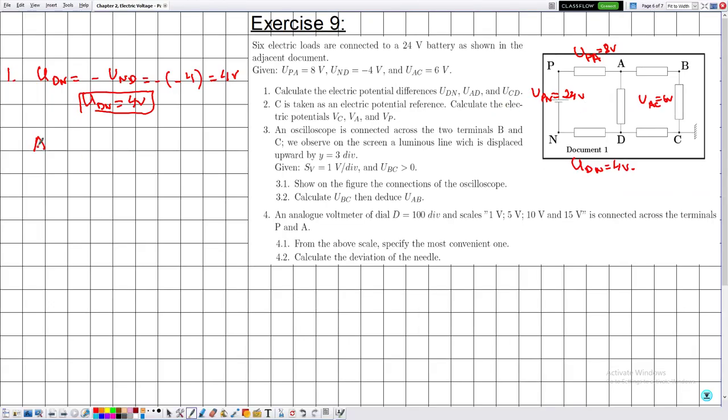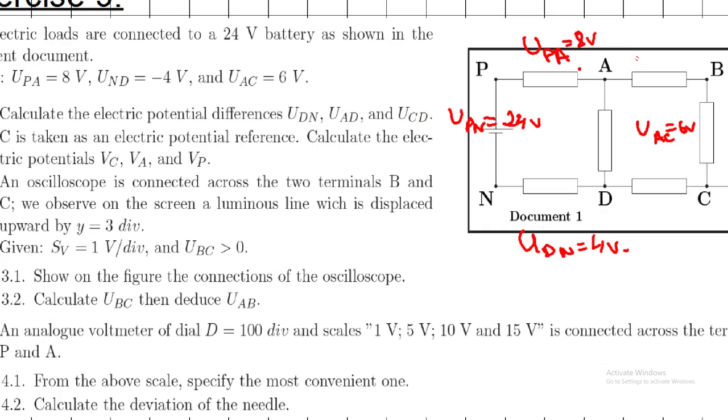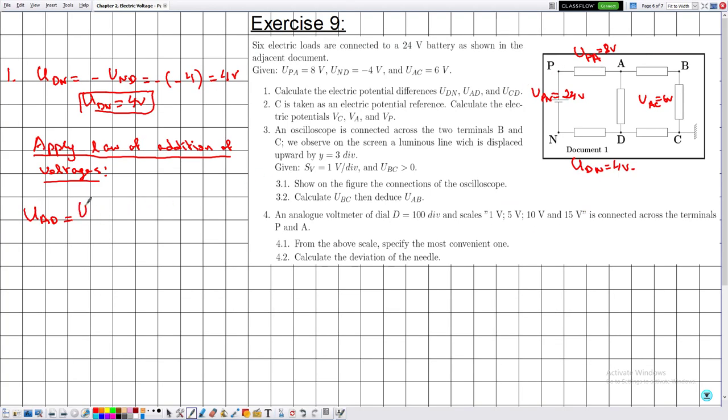Then let's apply the law of addition of voltages. Then how do you apply this law? Always on the left we write the voltage that we are interested in, which is UAD. And on the other side of this equation, we go from A to D across different electric components such that we know their voltages. Then from A, we can go to P. From P, we can go to N. From N, we can go to D.